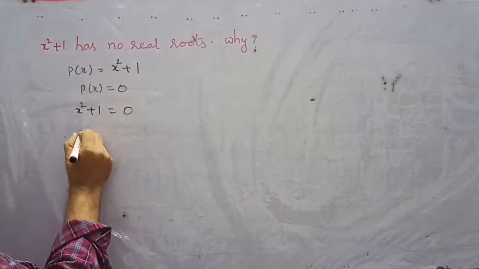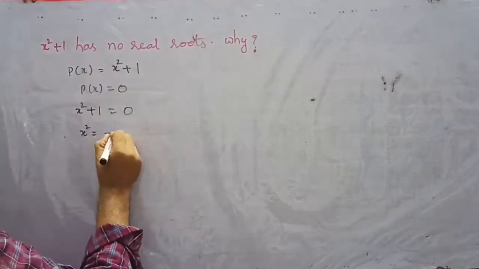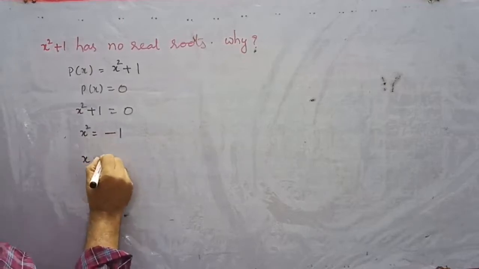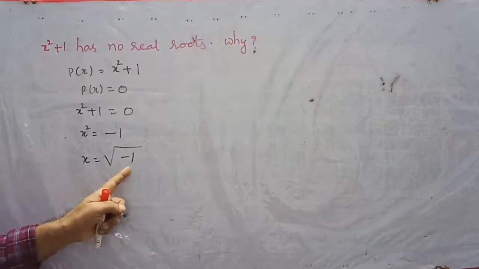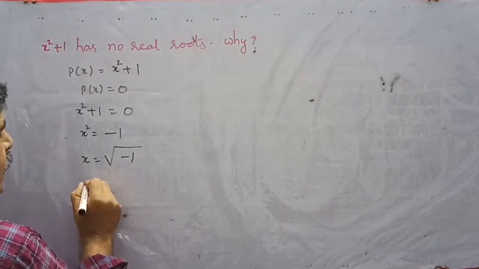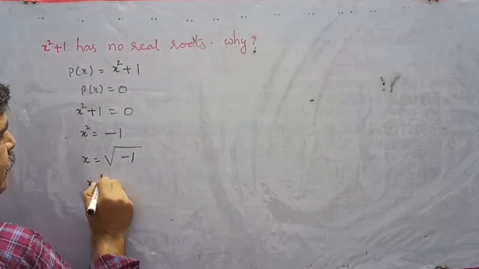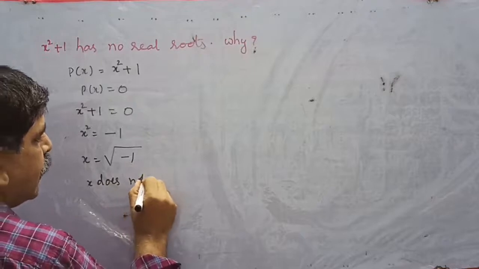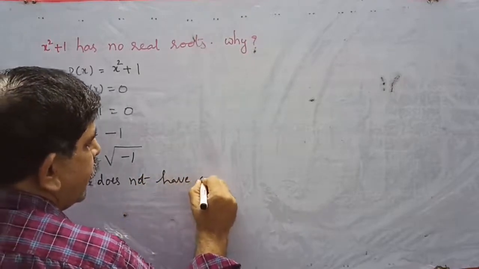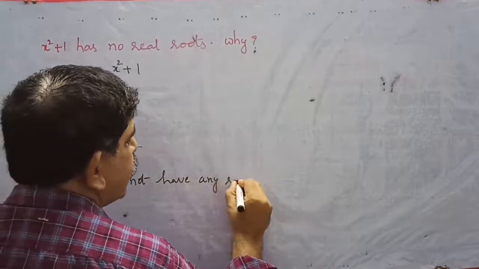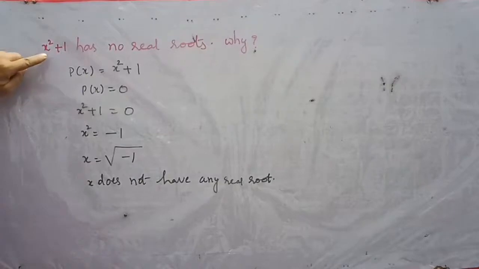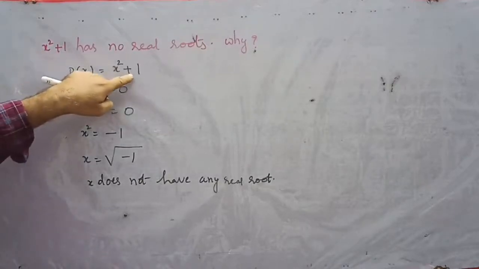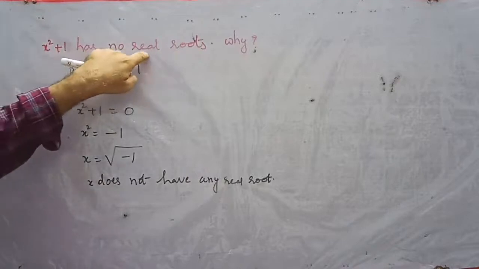x square is equal to, plus 1 to this side, it becomes minus 1. Then x is equal to under root of minus 1. So under root of minus 1 means there are no roots for this. So x does not have any real roots. So therefore P of x is equal to x square plus 1 does not have any real roots.